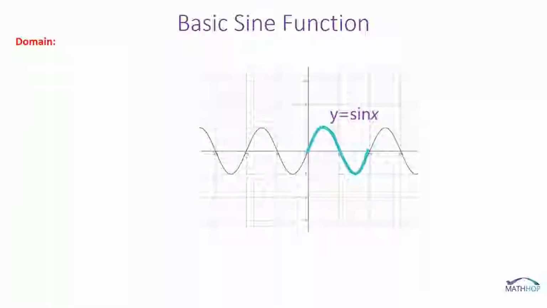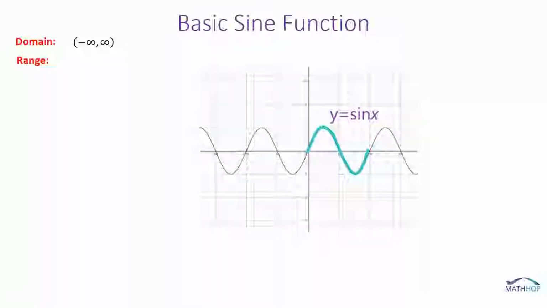What is the set of all allowed inputs for this graph? And if you look along the horizontal axis, you will see radian values. And there are no inputs or radian values that do not return a sine value. Therefore, the domain of the sine function is all real numbers or negative infinity to infinity.